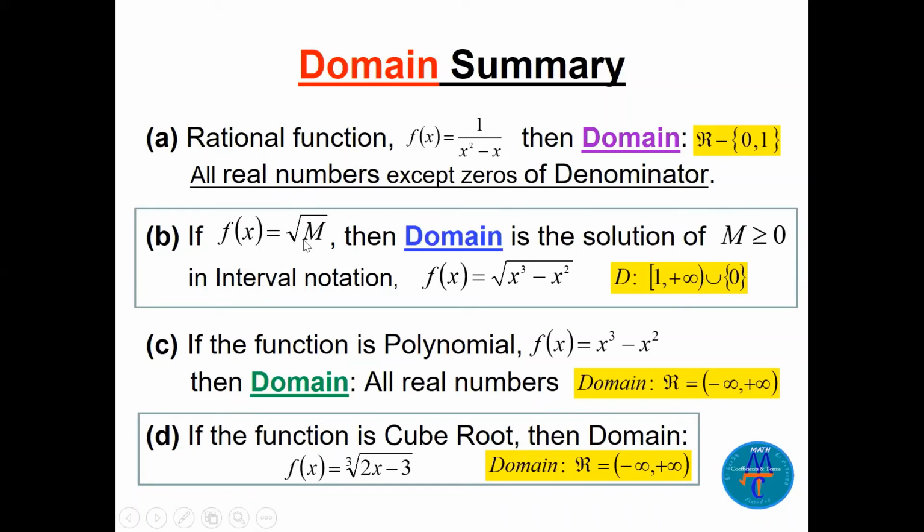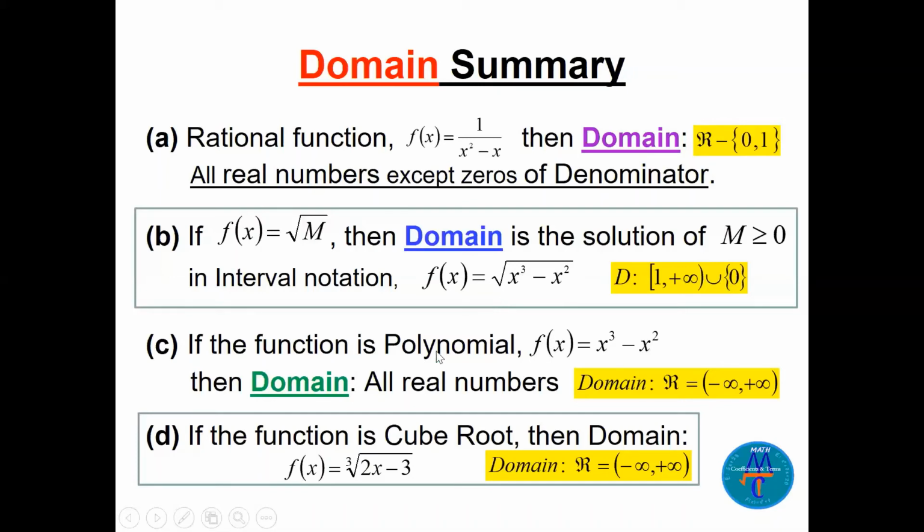Now, if you see a radical, square root, or any even index here, remember, we'll see the odd index in number D down here. So let's go back to B. Square root of m, fourth root of m, sixth root of m. The domain is the solution of: take m, the radicand, greater than or equal to 0. Solve it. Like this one here, you need to take x cubed minus x squared, all this greater than or equal to 0. See lecture 25. You will get the domain from 1 close to infinity, union 0.